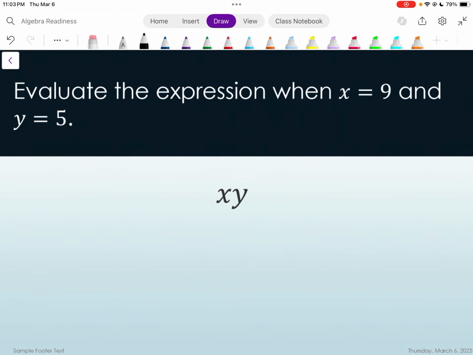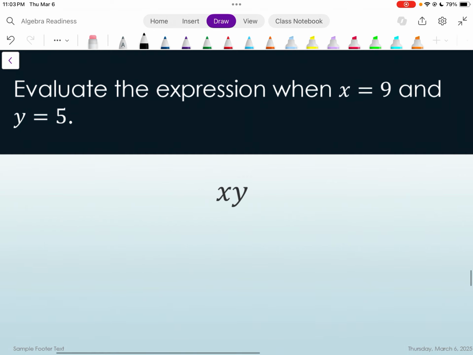Our next one, we are going to evaluate the expression when x equals 9 and y equals 5. Now we've done a problem like this, so you should pause the video, try it first, and then hit play to check your answers.